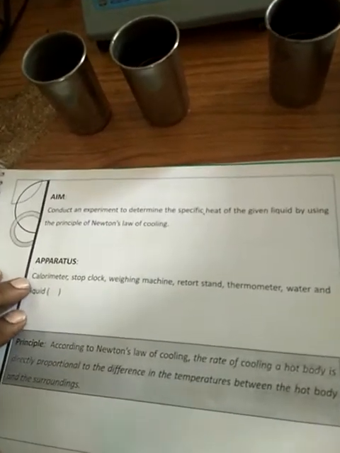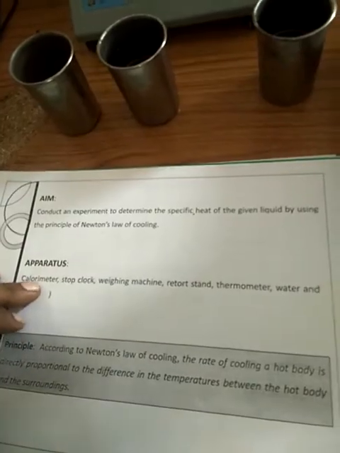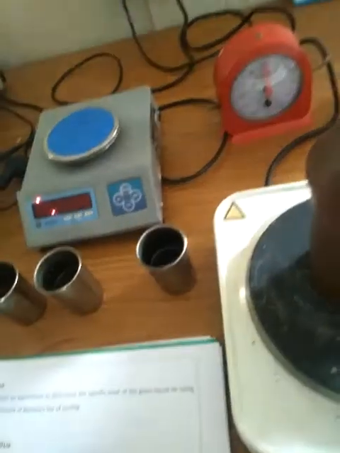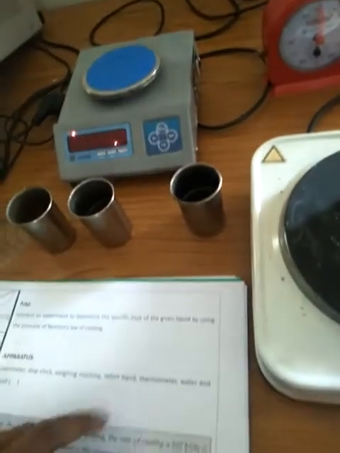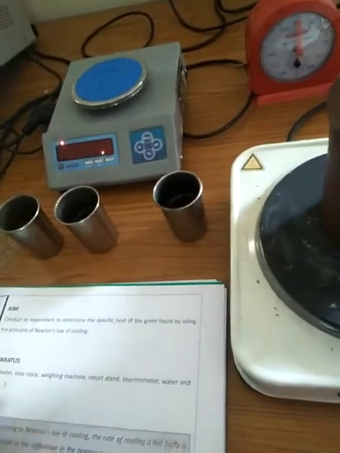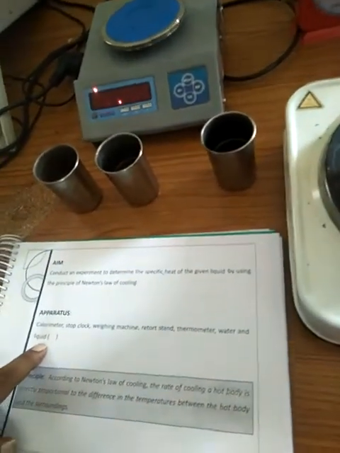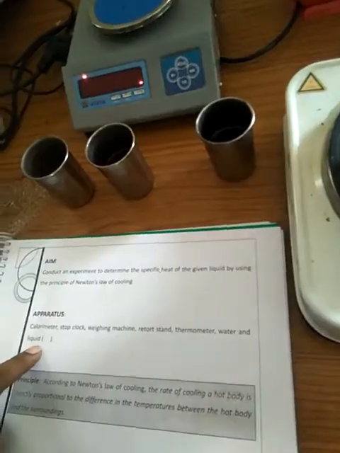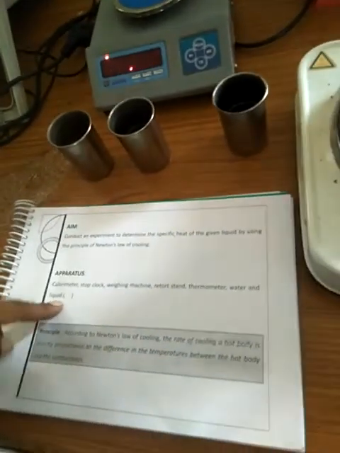Apparatus. The required apparatus are the calorimeter, stop clock, weighing machine, retort stand, thermometer, water, and a liquid whose specific heat we want to determine. That may be an oil, glycerin, or any other liquid.